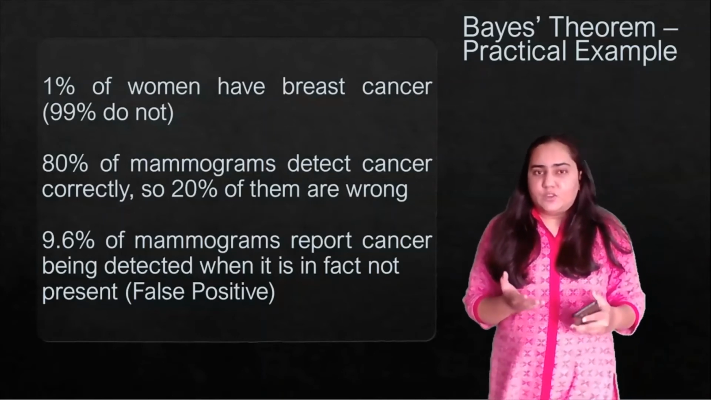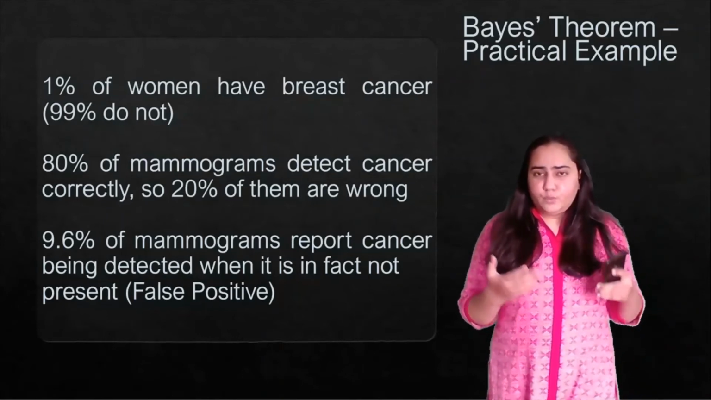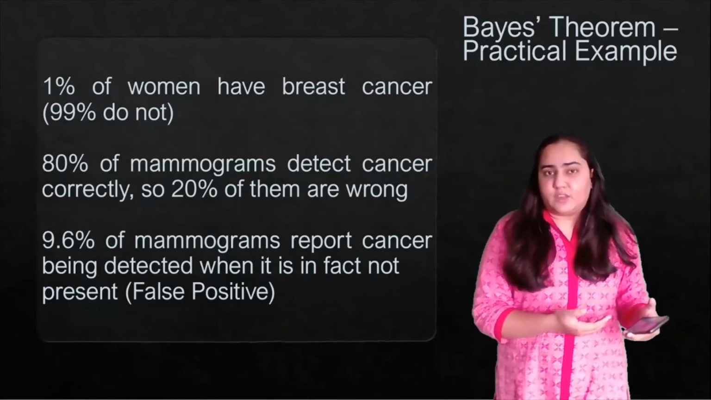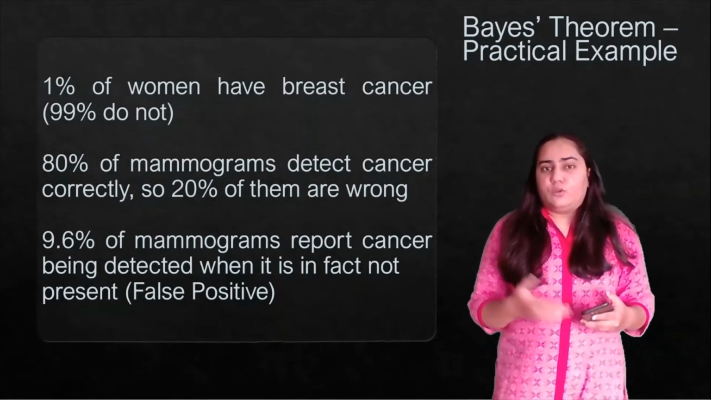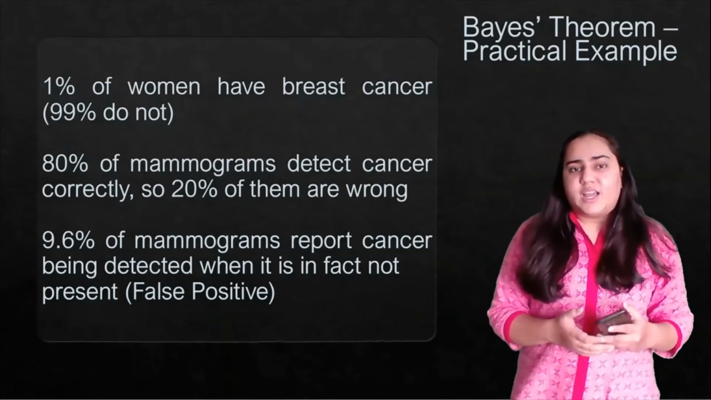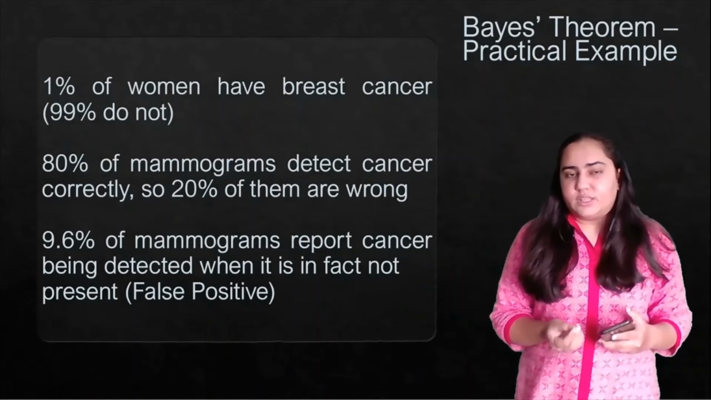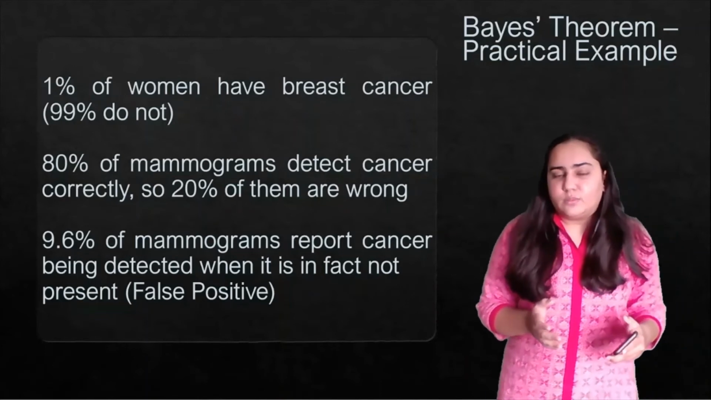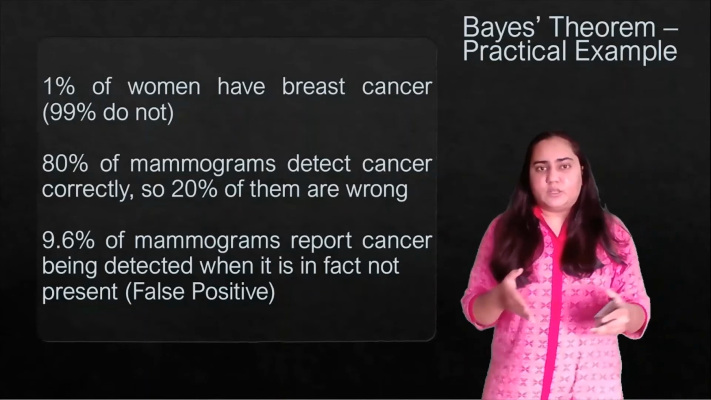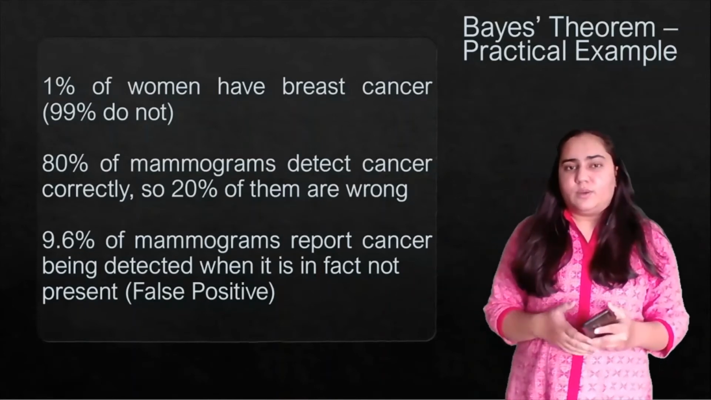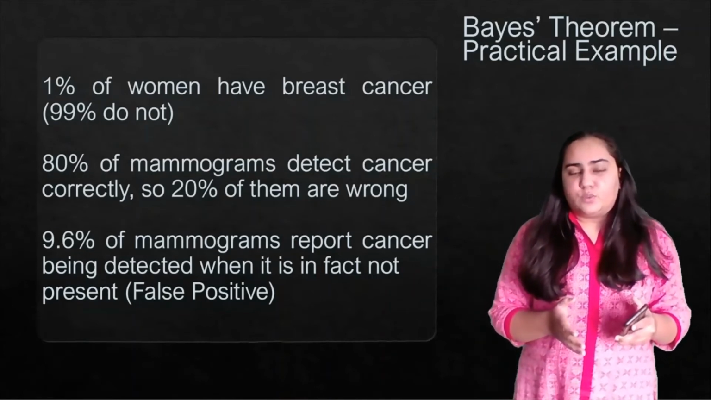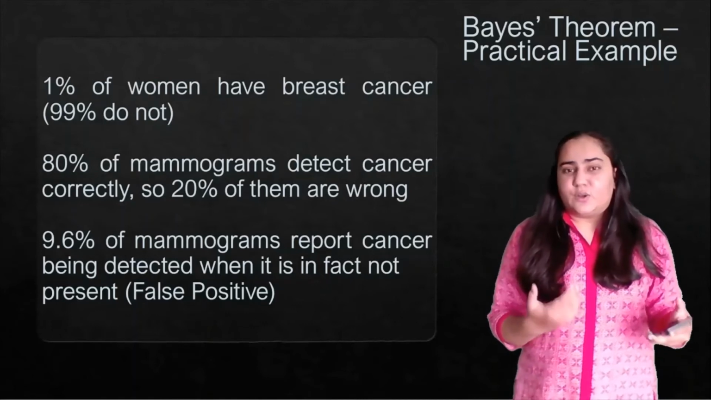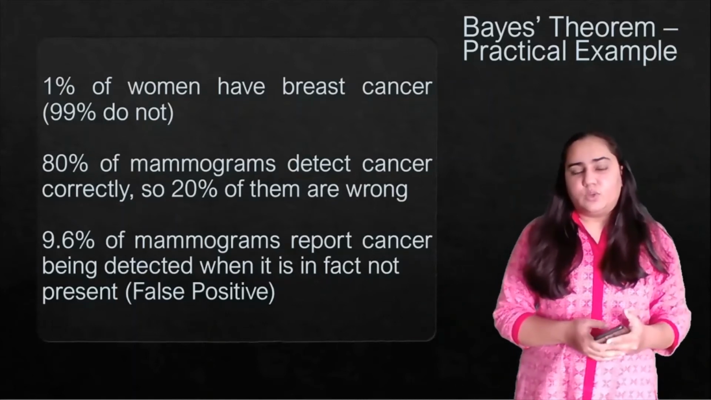So that means the accuracy of the mammogram is 80%, which means 80% of the time when the mammogram says the person is having cancer, that means the person does have cancer. But 20% of the time they are wrong. Now, 9.6% of mammogram reports cancer being detected when it is in fact not present. So this is a false positive. This is not as simple as 80% of mammograms saying it is cancer, but it is not cancer. Now what we are talking about is a false positive. So a false positive is where the report says that the person is having cancer, but the person does not actually have it. That's a false positive, which is 9.6%.